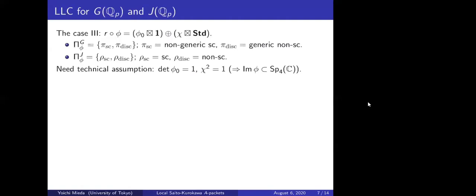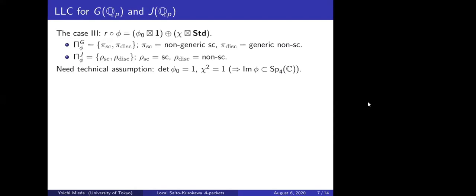The Arthur classification of GSp4 is established by Gee and Taïbi, but the Arthur classification of its inner form is, as far as I know, still open. So I need to assume that the central character of these representations is trivial. Then in this case, this J(Qp), the adjoint group of this one, is isomorphic to some orthogonal group, SO5. So I can apply some results on that group.